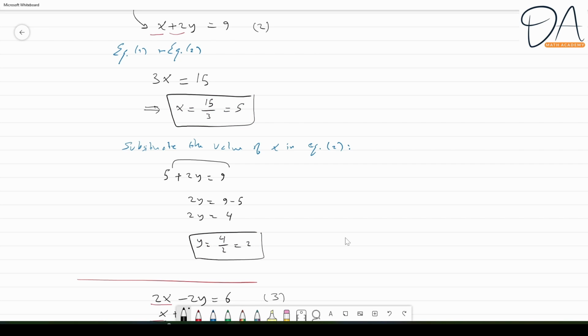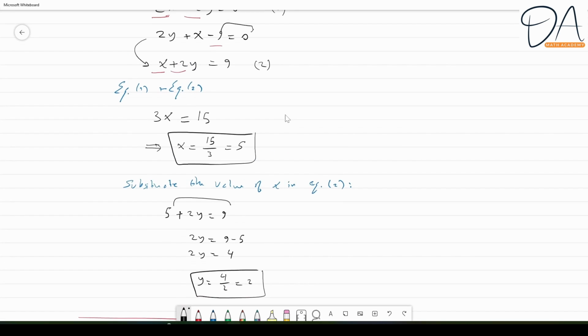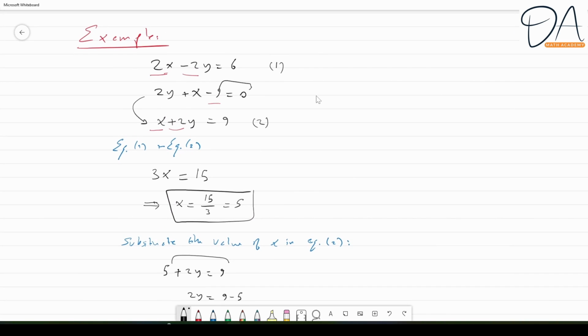So you can see from this example, it really doesn't matter which one you eliminate, you will always get the correct answer. However, we typically try to choose the easy one. And the easy one typically is the variable that's already ready for elimination. It means it already has opposite values, like we see here, minus 2y and plus 2y. So it's ready for elimination. So we pick it for elimination and then we proceed.